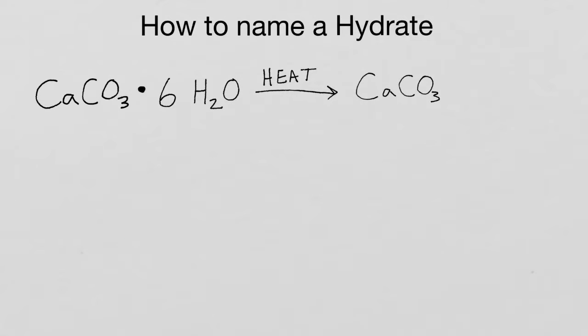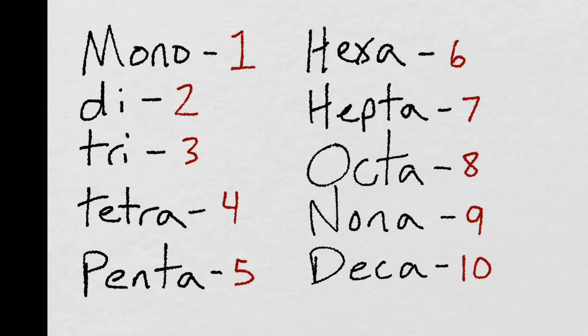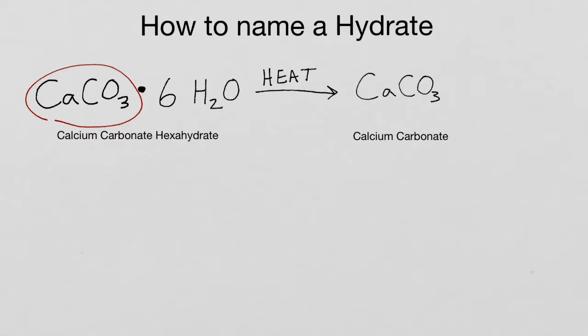So when we're actually going in here and naming these, we're just going to name this first part the way we would name any ionic compound, like calcium carbonate, and then we need to use the prefix for 6. And so let's refresh on what those prefixes look like. If we remember from when we were naming molecular compounds, we have mono for 1, di for 2, tri for 3, and so on. And so we're interested in the prefix for 6 being hexa. And finally, instead of just saying 6 waters, we're going to say hexahydrate.